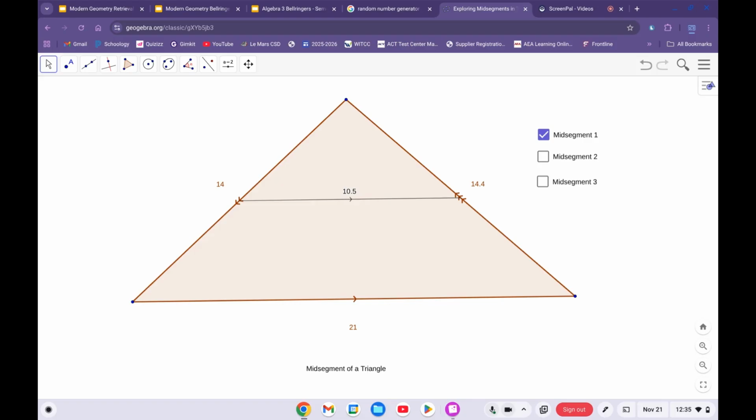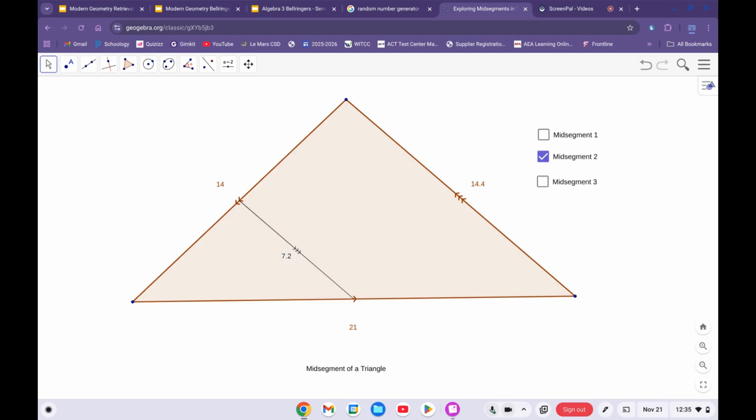Jackson? 10.5 is half of 21, is what he said. Do you all agree with that? Okay, so keep that in mind. And now let's look at another mid-segment. So I'm going to get rid of this one, and I'm going to put in the second one.